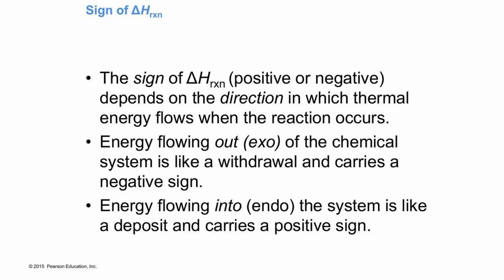If it is flowing out of the system, if it is exo, then we're looking at a negative sign. So that's why we say that would be a negative delta H. If it is going into the system, or endo, that's where we get the positive sign, and that's when we say that it is a positive change in energy or positive change in heat.